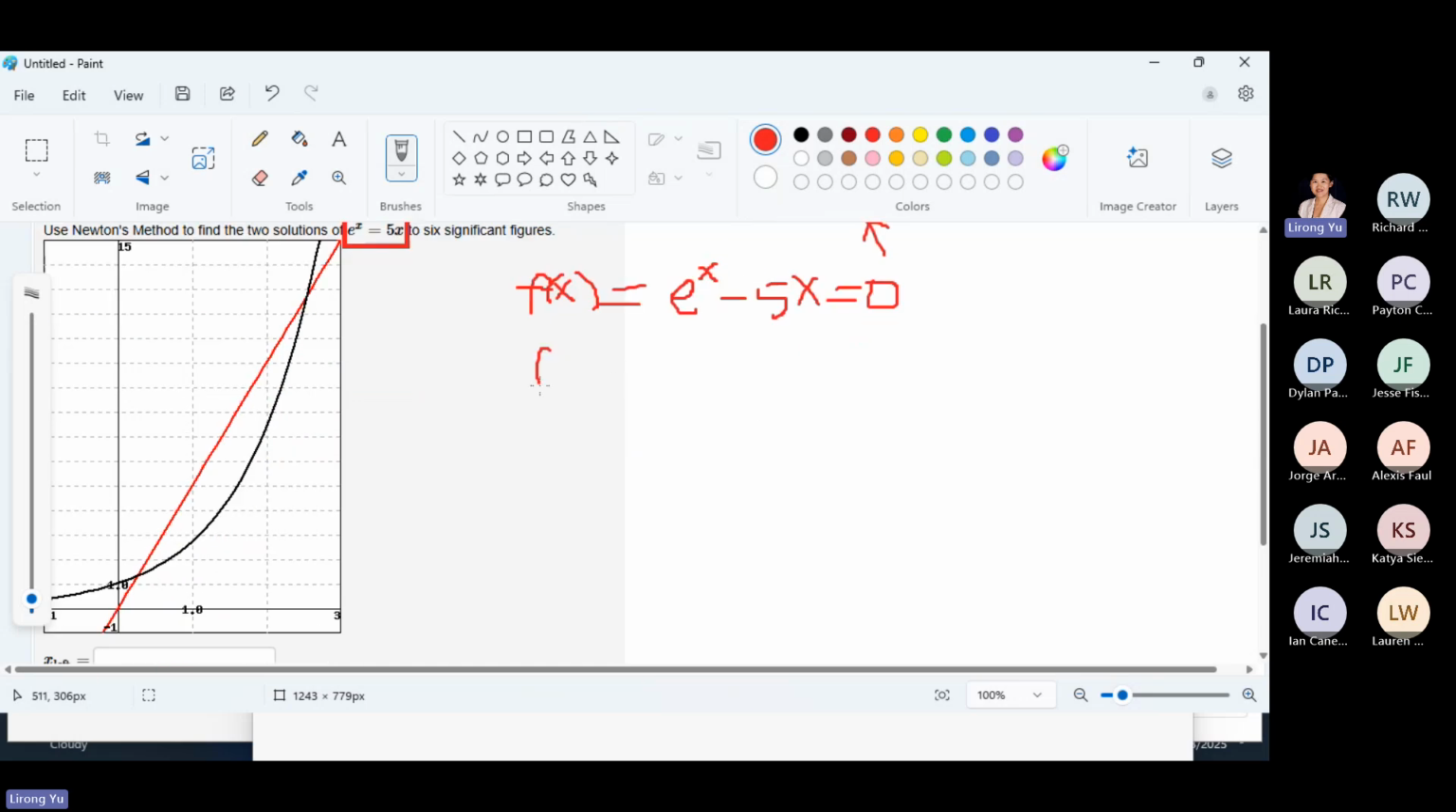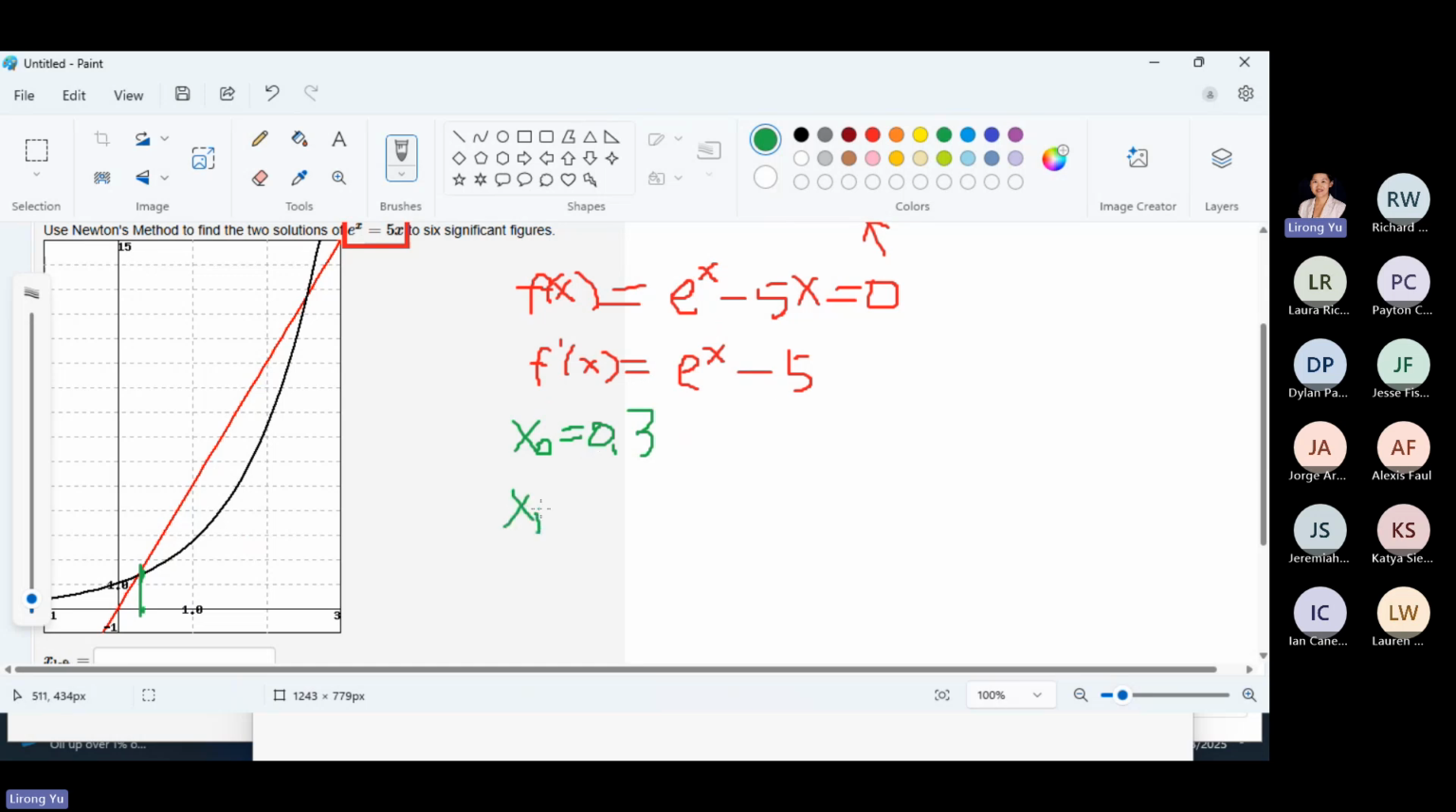Again, with the function identified, you want to find the derivative of your function because you're going to need it. The derivative of e to the x is e to the x, the derivative of negative 5x is negative 5, so that's the derivative. Let's say we find the solution on the left. It's roughly 0.3. So I'm going to start with x0 equal to 0.3. Okay, so we want to see how many times we have to try it.